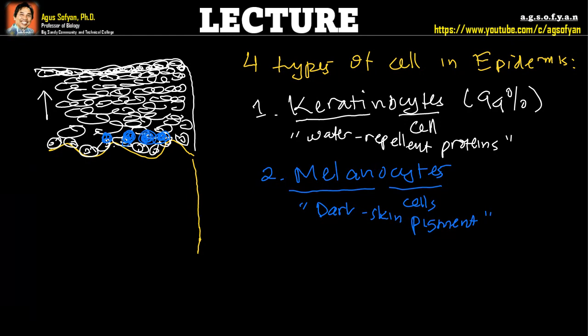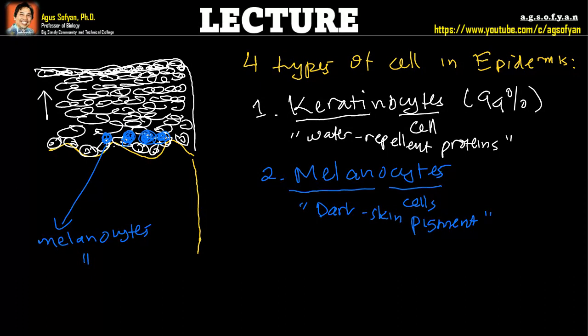So there are melanocytes. Okay, and everybody will have the same number of melanocytes. It doesn't matter whether you have a dark skin color or light skin color. The number of melanocytes is actually the same. What makes the difference is the production. So people with dark skin color will produce more melanin compared to people with light skin color.